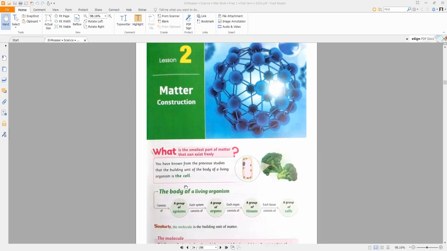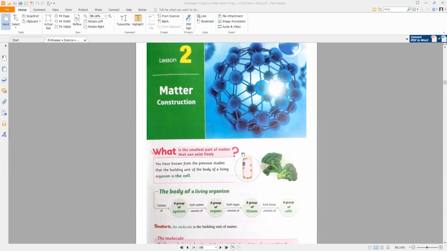We studied before that our body consists of systems. These systems consist of organs. These organs consist of tissue. This tissue consists of cells. So the cell is the smallest part of our body. The cell is the building unit of the body.